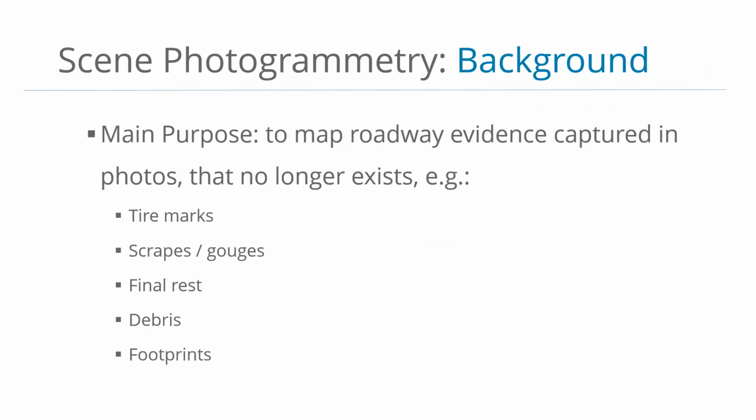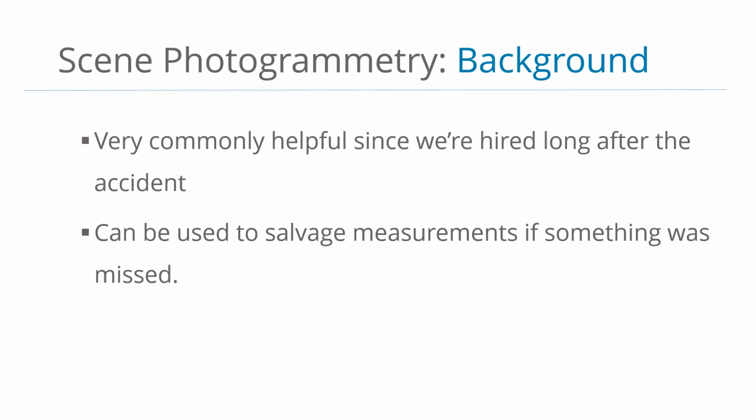So the main purpose of this type of photogrammetry, of course, is to map roadway evidence that is captured in photographs but no longer exists at the time of your investigation. That evidence could be tire marks, scrapes, gouges, the final rest of each vehicle involved, debris, footprints, whatever's pertinent in your case. It's very helpful to us, especially on the private side of things, since we're hired one, two, three, sometimes more than that, several years anyway, after the collision.